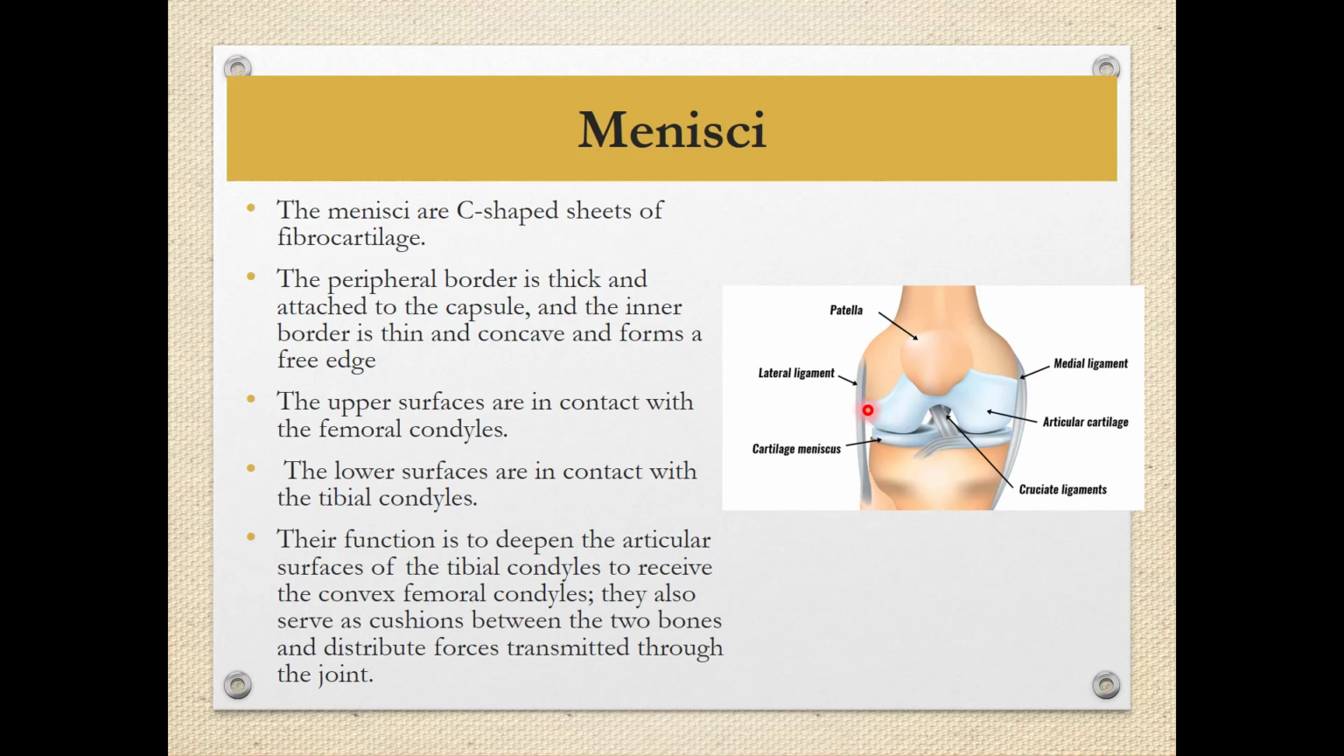The upper surfaces are in contact with the femoral condyles. See here, this is the upper surface of the menisci. They are in contact with the femoral condyles, and the lower surfaces are in contact with the tibial condyles. What is their function? Their function is to deepen the articular surface of the tibial condyle to receive the convex femoral condyles. They also serve as a cushion between the two bones and distribute forces transmitted through the joint. So they are in between the femoral and the tibial condyles, forming a cup-shaped or deepened area so that the femoral condyles can fit into the tibial condyles. They are called menisci.